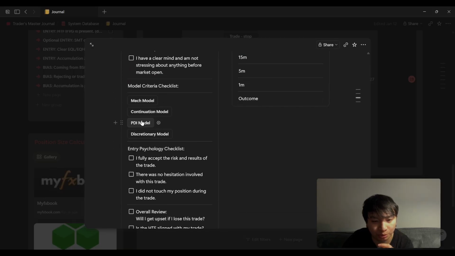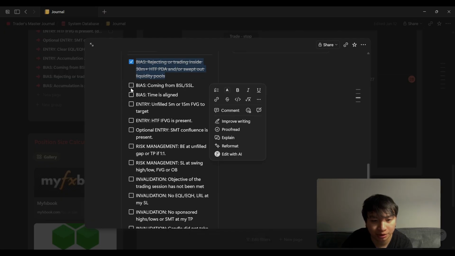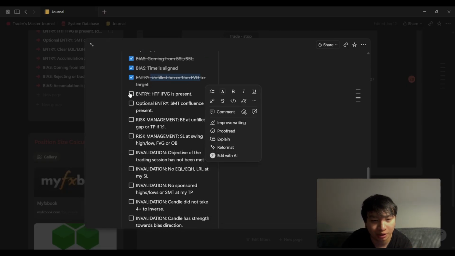And then over here, this is more important from what I have. So what did I trade on Thursday? I believe it was a mech. I was targeting an unfilled 5 minute, and price ended up trading into it. So what did we reject off of? A lot of 30-minute plus PD arrays. We came from sell side liquidity. Time was pretty good. We had an unfilled 15-minute and 5 minute target.